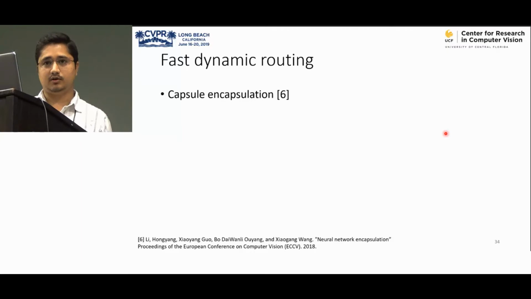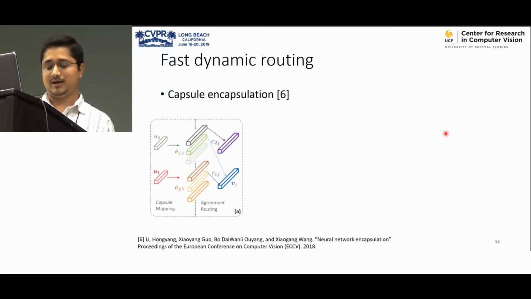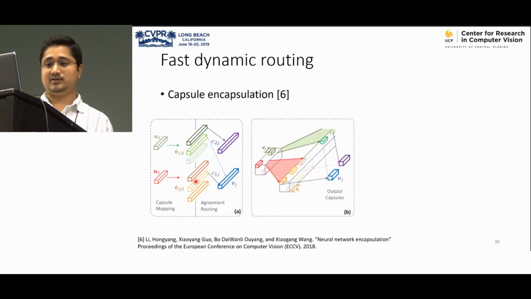One big issue with dynamic routing is that if you have too many capsules, it's very slow. The reason is, when you perform routing, you have to use all the lower level capsules to compute votes for a higher level capsule. And if you have too many capsules, that becomes a bottleneck, which makes the routing slow.